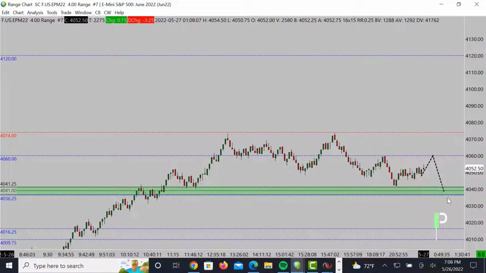If we can get through this zone of support, next levels down below 40.16 and 40.09.75. That's our next areas of support. So you can look out for those areas as well.